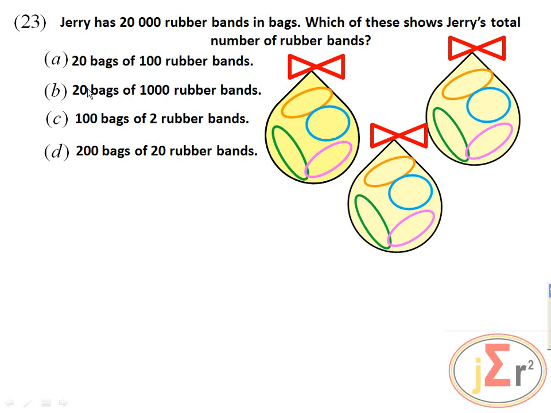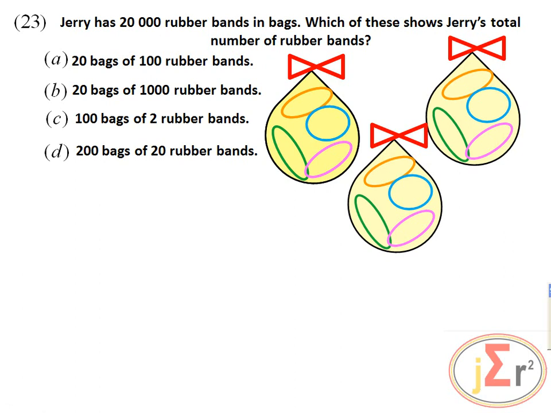20,000. Therefore, option B is correct, and that would have been pointed out by Jerry. As a matter of fact, Jerry has the 20,000 rubber bands, so he should not have any difficulty telling us how he arrived at his 20,000 rubber bands.